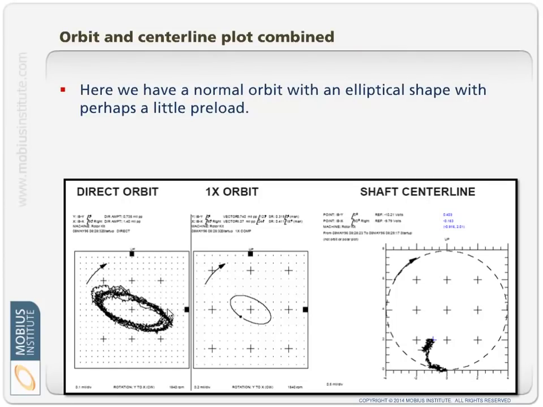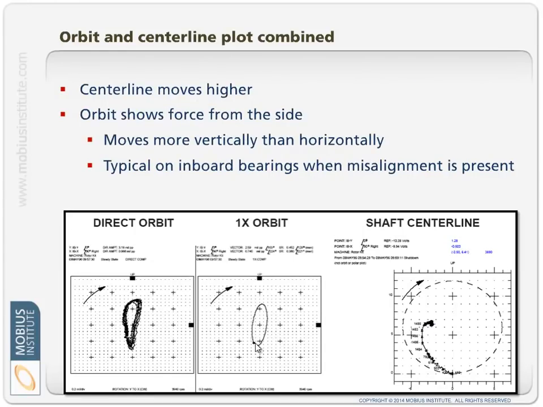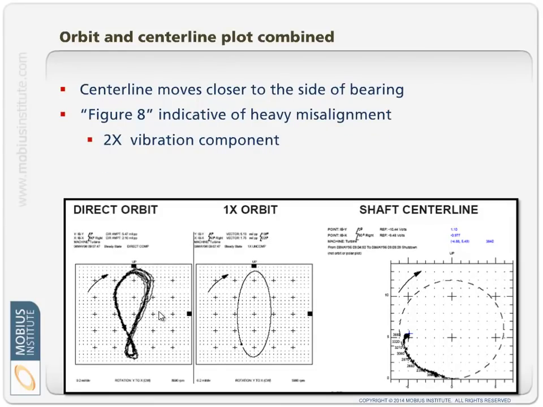Okay, so here are a few quick examples. So here we've got the direct orbit, a filtered orbit, and the centerline plot to show that it ran up. Now this time we've got clockwise direction, so we want it over there, and you can see there's a bit of preload, and it's sitting here. In this case, now we've got a very elliptical, but vertically elliptical, orbit, which would suggest a lot of force coming from this side, and that's supported by our centerline plot. We can see that it's sort of being pushed up higher than it should be. And here we've got even greater preload. We've turned it into a figure of eight orbit for our direct orbit, and our centerline plot showing that this is all happening way over the side of the bearing. So there could be a rub potentially happening, but certainly it's up against the edge of the bearing.